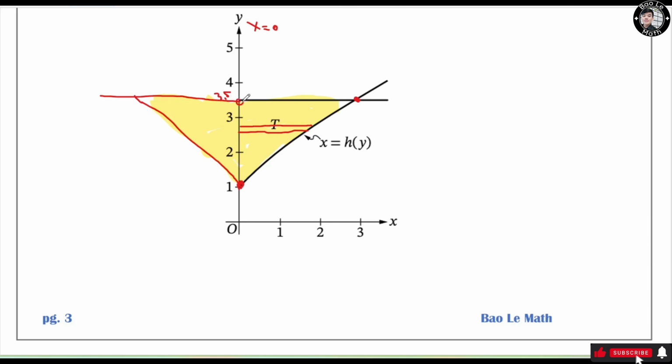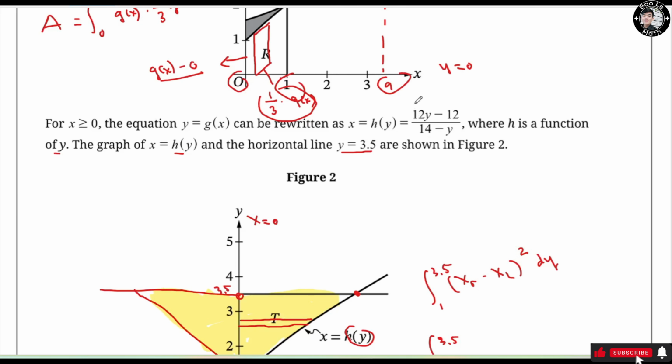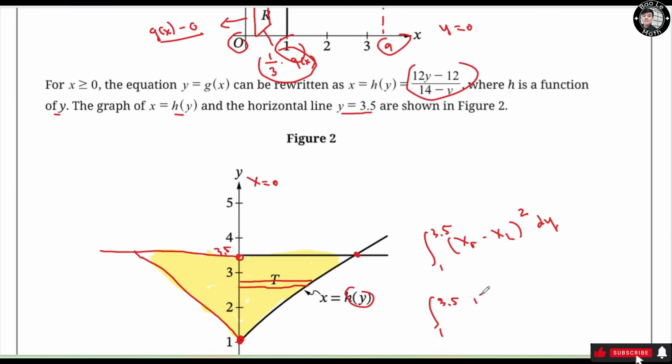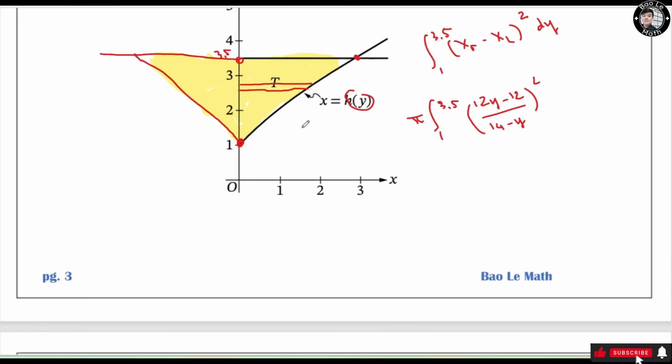From 2 to 3.5, the radius is x right subtract x left, right? All together squared, dy. So it could be the integral from 1 to 3.5. x right is the function h of y right here, so we have (12y minus 12) over (14 minus y), subtract x left, which is 0, and all together squared, dy. Don't forget to multiply by pi, right? So I'm going to copy this one over here.